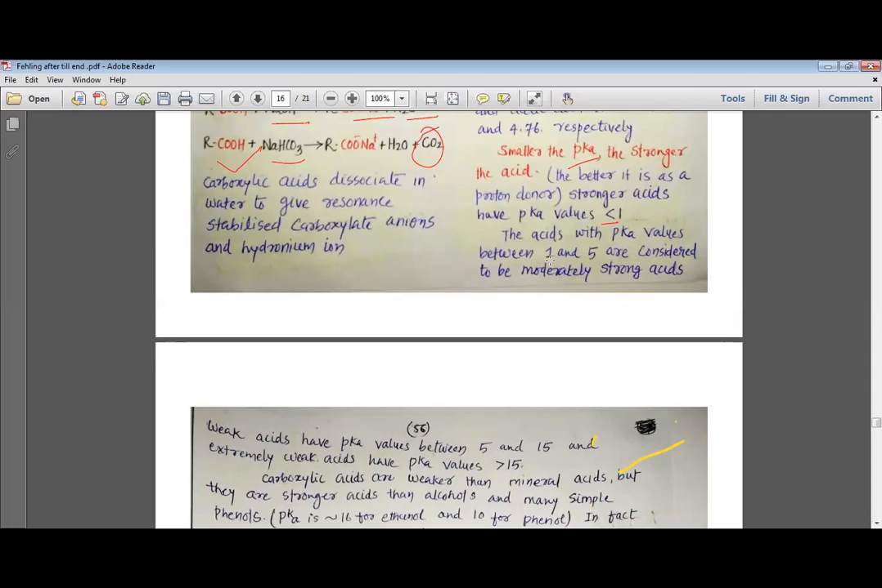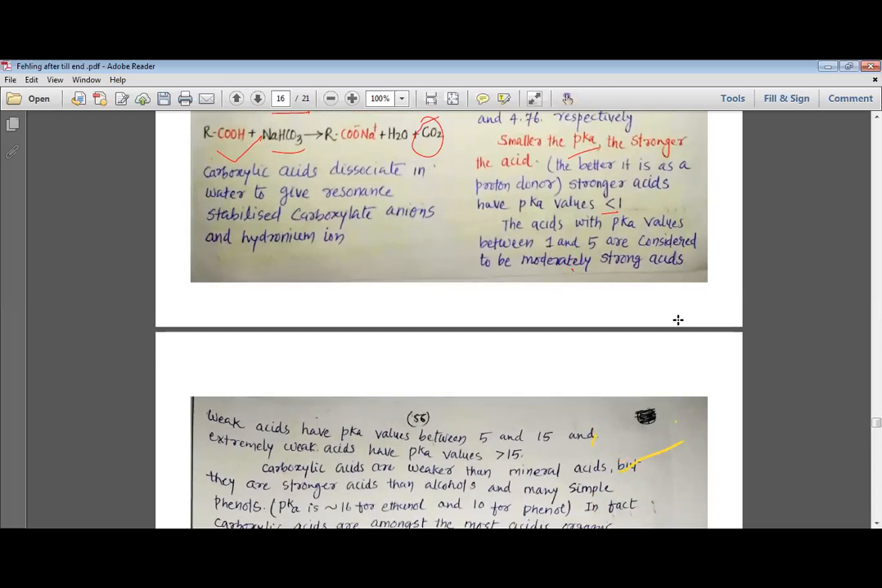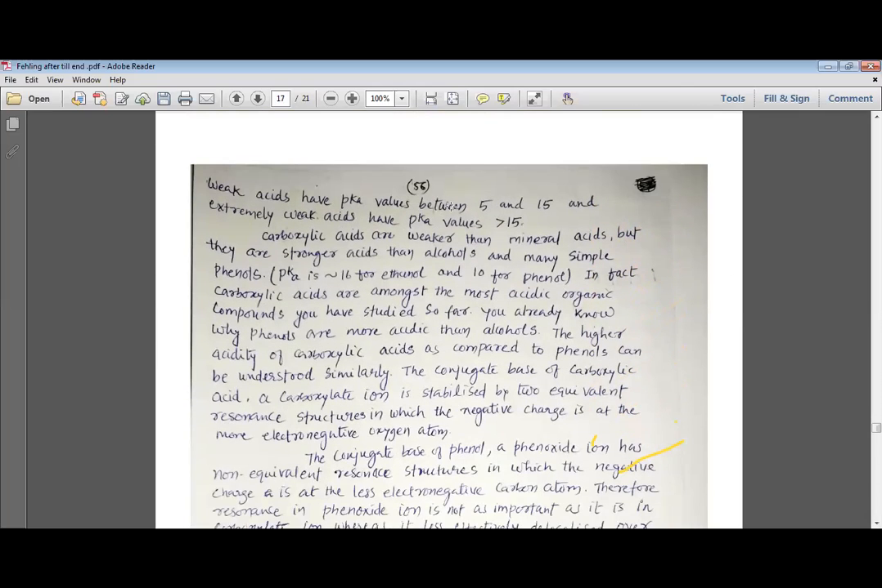Carboxylic acids have the value ranging from 1 to 5, and those acids which have the value ranging from 1 to 5 are considered as moderately strong acids. And then, my dear students, if the value is ranging from 5 to 15, they are considered as weak acids. And if the value is more than 15, we consider them as extremely weak acids. So on the basis of that, we can understand that carboxylic acids are weaker than the mineral acids, but they are stronger acids than the phenols and alcohols. And this is how we revise whatever we have studied today.